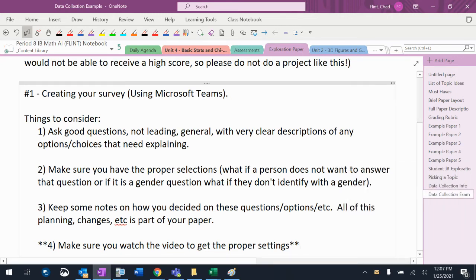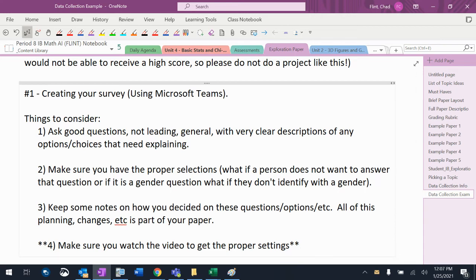Second thing is we got to have good questions. All right. They shouldn't be leading. They shouldn't be trying to get people to answer a certain way. They don't need to be overly long. They want to be short, to the point, very clear descriptions of anything that needs to be explained. And I always say this, I had someone last year do a rating of happiness, 1 through 5. You got to explain what a 1 is, what a 2 is, what a 3 is, what a 4 is, and what a 5 is in a very clear, short way so people can give you an accurate number.